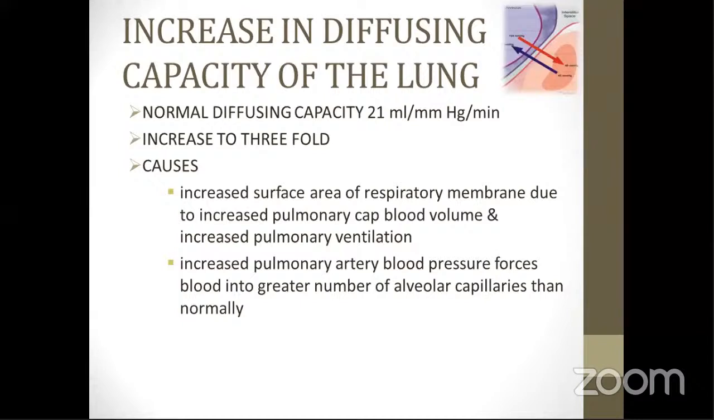For that, what all things can be done by your body? These are the mechanisms. Okay. Increased pulmonary blood flow, increased pulmonary artery pressure, and increased respiratory membrane surface area. Through all these mechanisms, there will be increased uptake of oxygen even with this low partial pressure. Okay, so how to increase the uptake of oxygen despite the low partial pressure, that is what is being done.